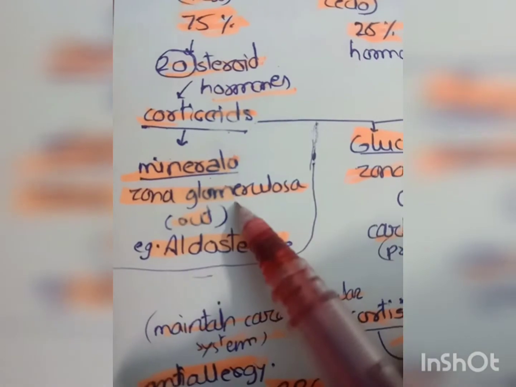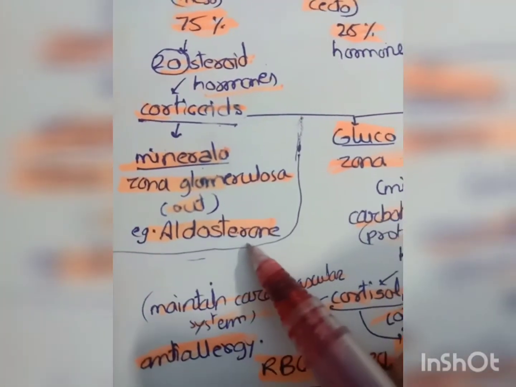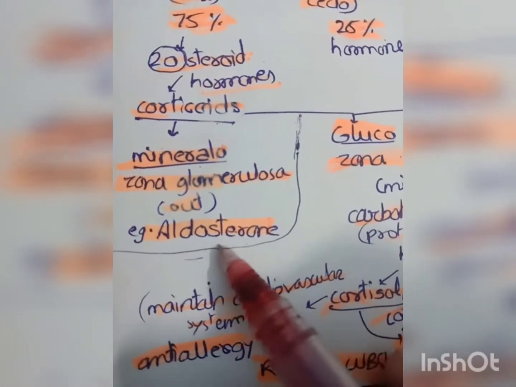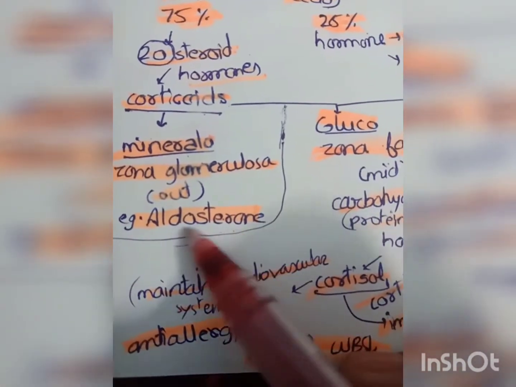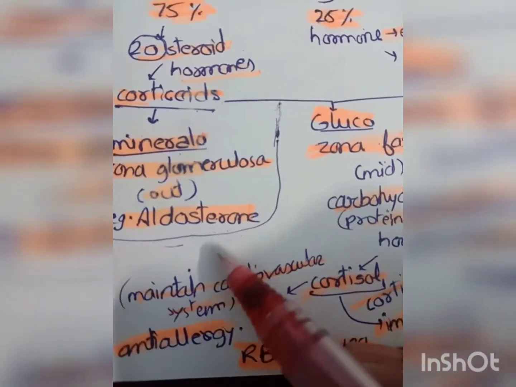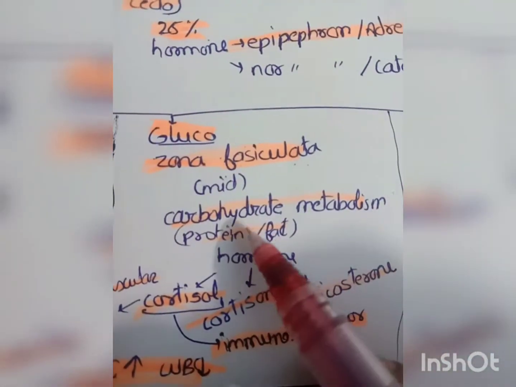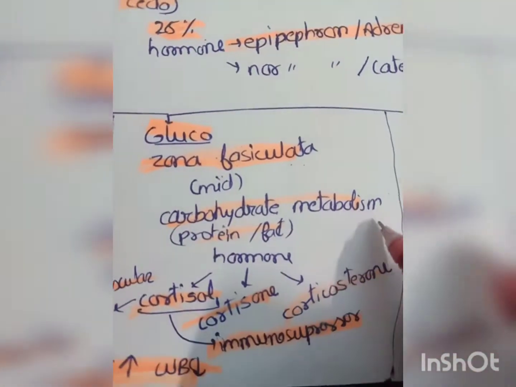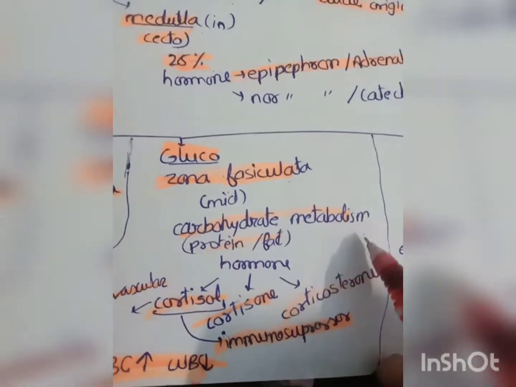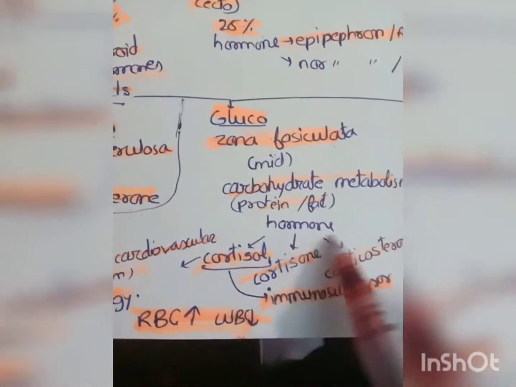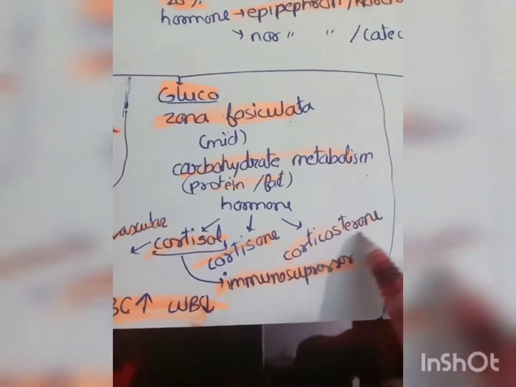An example of the mineralocorticoids is aldosterone. We know that aldosterone is responsible for regulation of salt and water in our body. We will study about this hormone in detail when we study urine formation in the human body. Now, the glucocorticoids are responsible for carbohydrate metabolism in our body, and also for protein and fat metabolism. This hormone is of three types: cortisol, cortisone, and corticosterone.